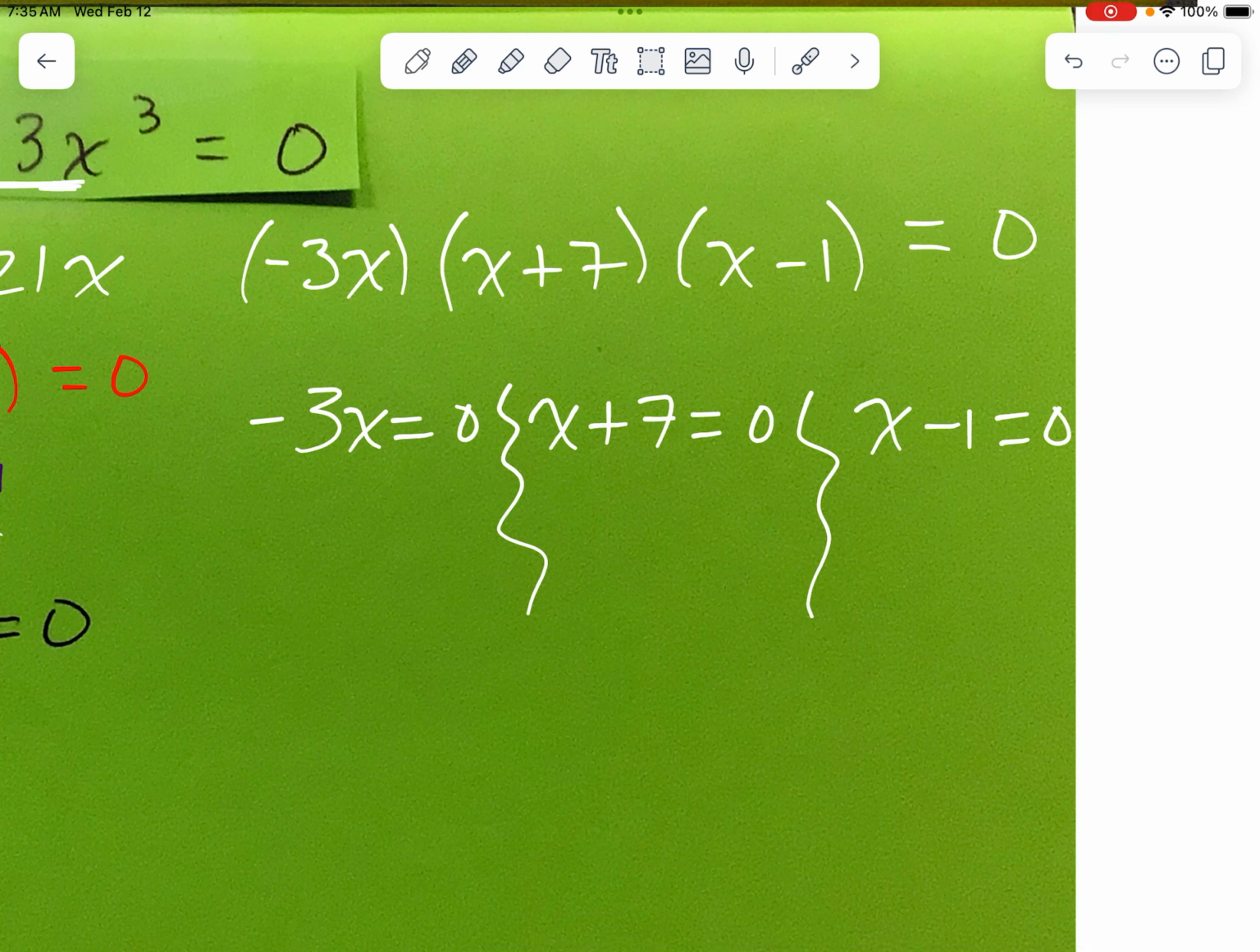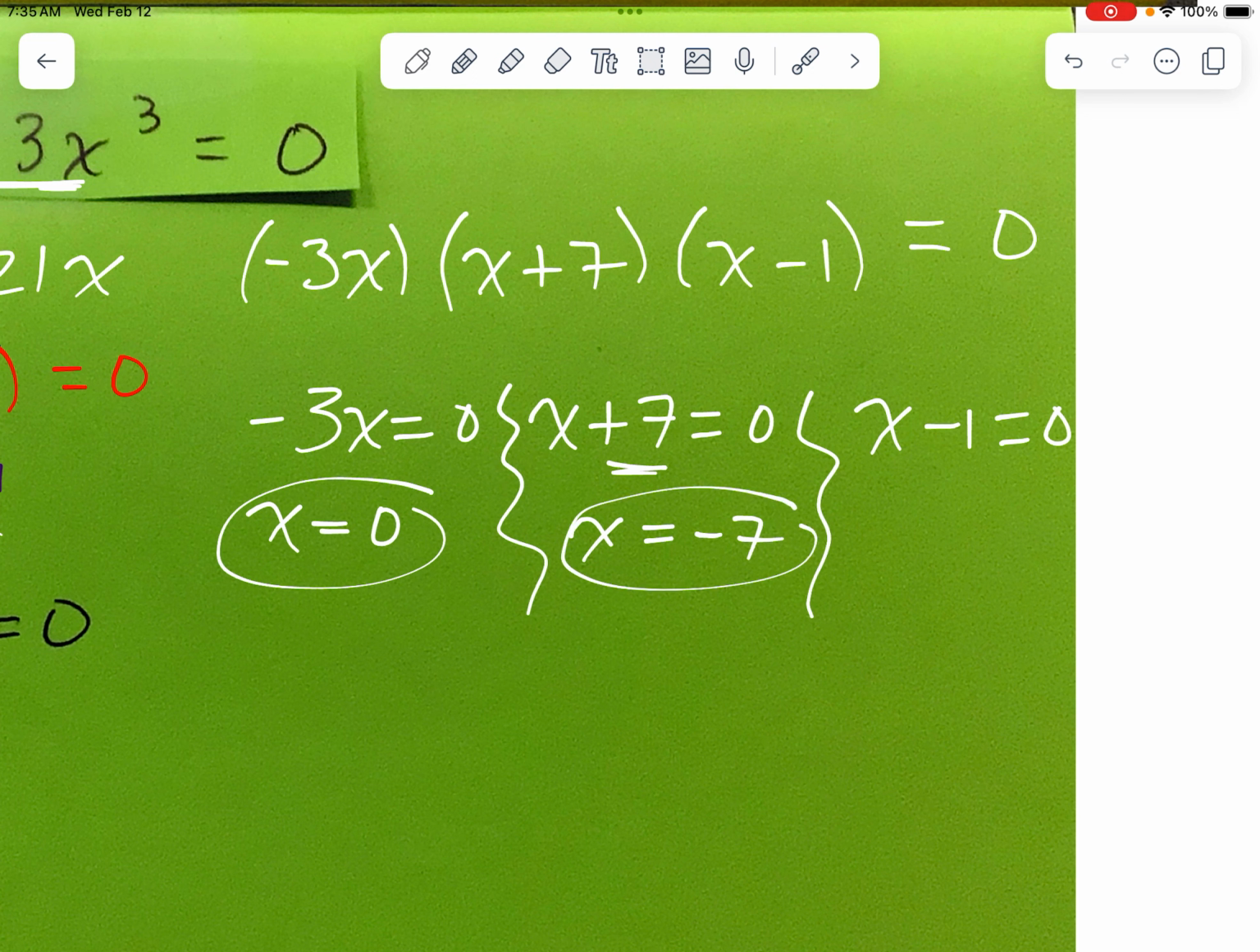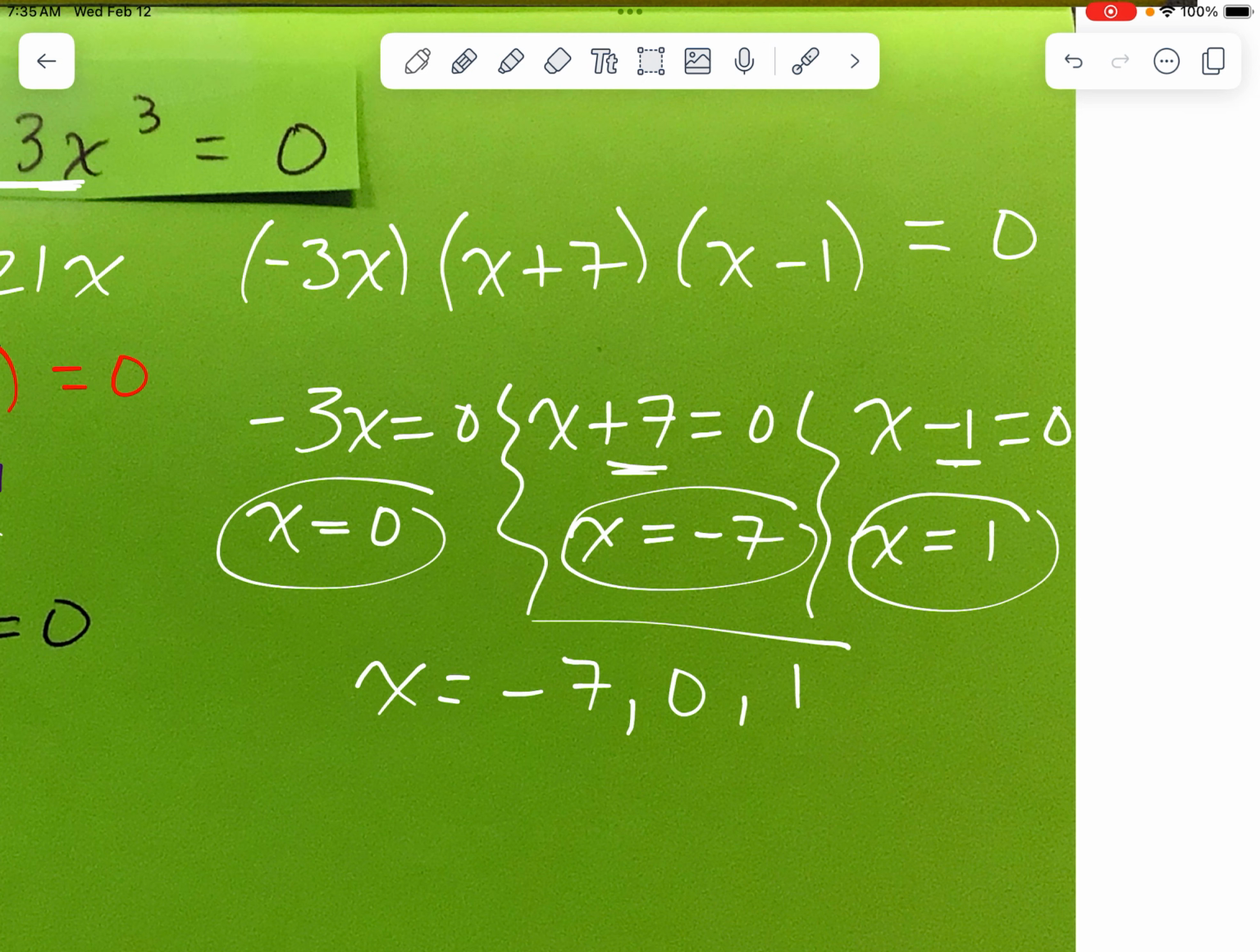So on this one here, I just do the opposite of multiplying by negative 3. If I divide by negative 3, it's still going to be 0. Just do the opposite of minus 7, or plus 7, that would be minus 7. Do the opposite of minus 1, that would be plus 1. So we have 3 answers. Here, I'll write them from least to greatest: negative 7, 0, and 1.